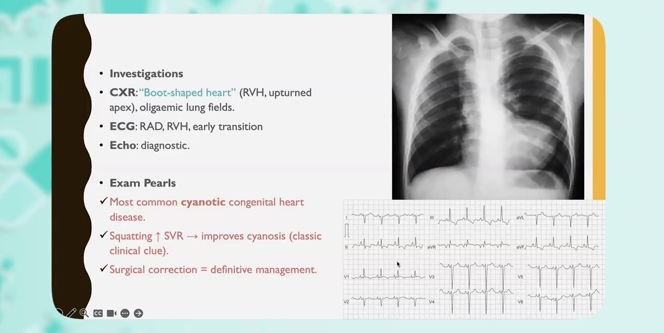Very typical. There are no large R waves in V2 or V3. They are all small R waves with poor R wave progression. So here you can see large RA. This is right atrial enlargement, signified by P pulmonale, right? Any P wave which is more than 2.5 millimeters is P pulmonale. So there is right atrial enlargement, there is right ventricular enlargement, and early transition from V1 to V2, which signifies this is a TOF ECG.